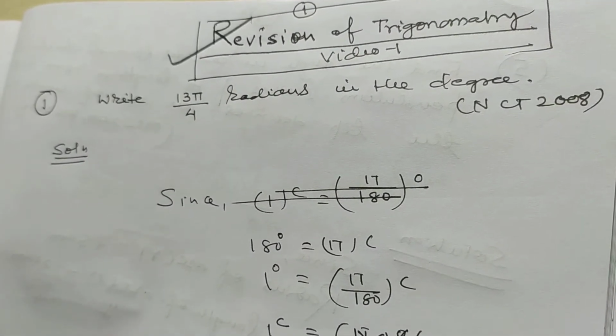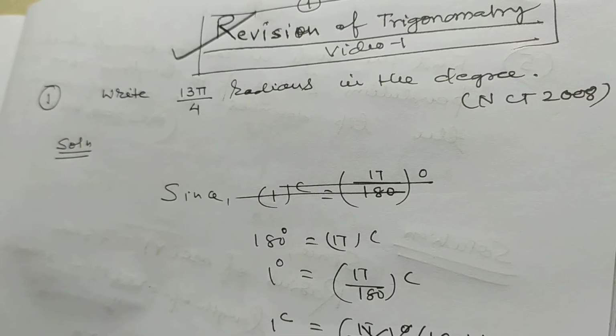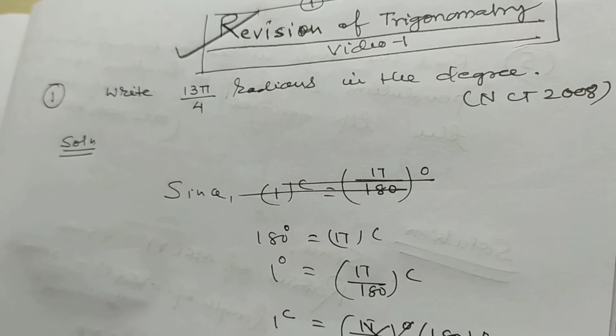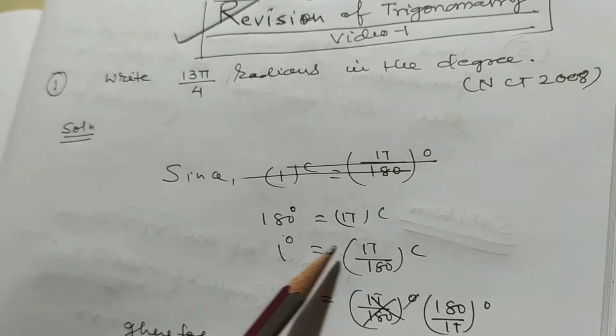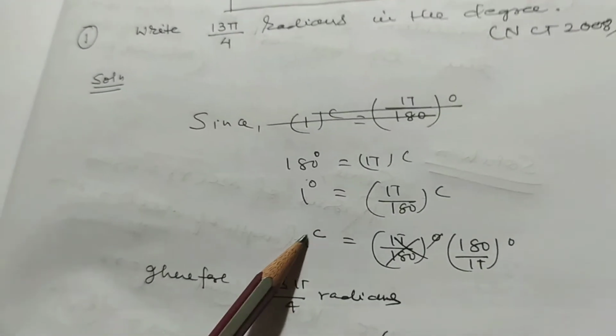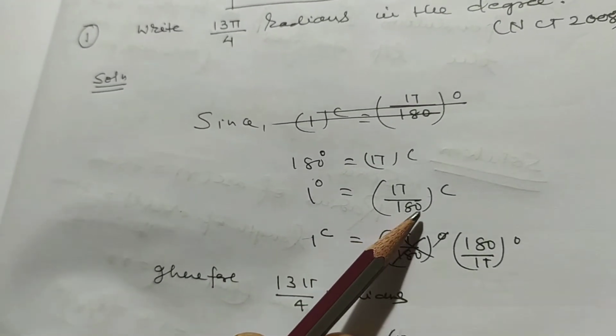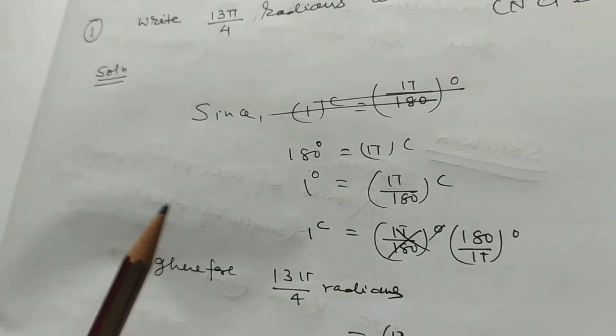Now I want to start some important problems. I hope you know the relation between degree and radian. 180 degree is equal to pi radian. So 1 degree is equal to pi by 180 radian, and 1 radian is equal to 180 by pi degree.